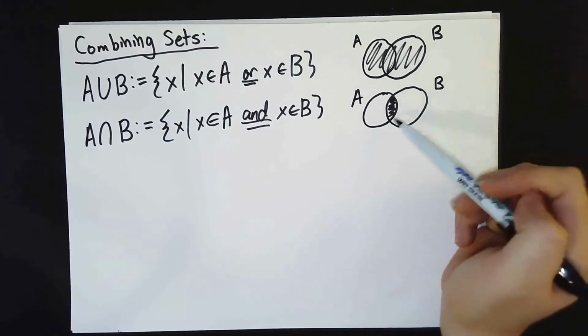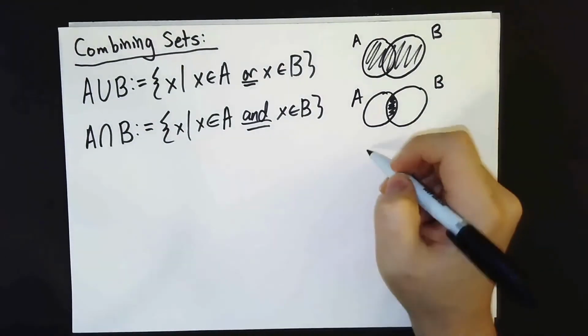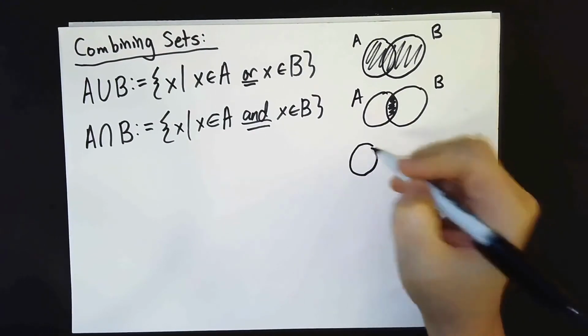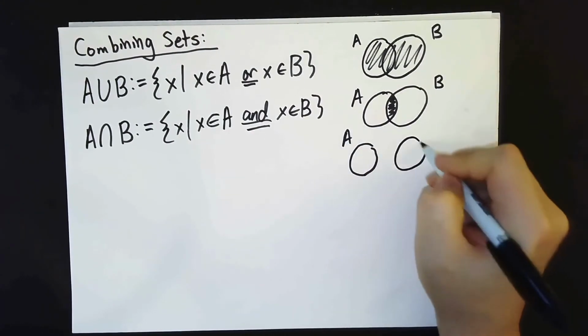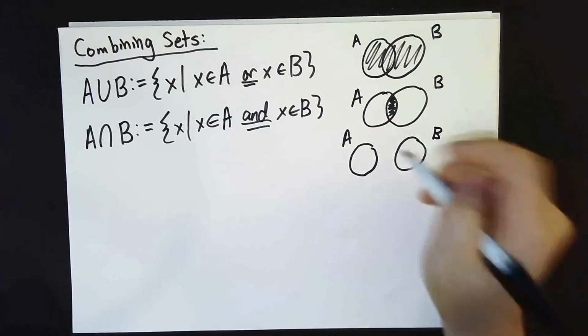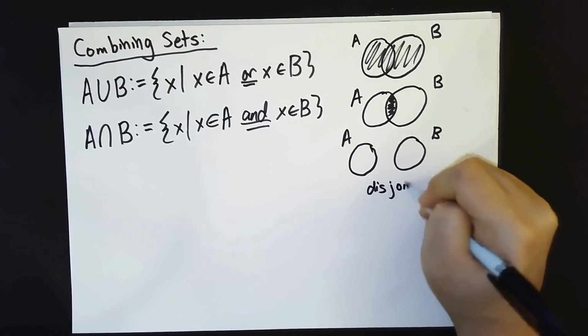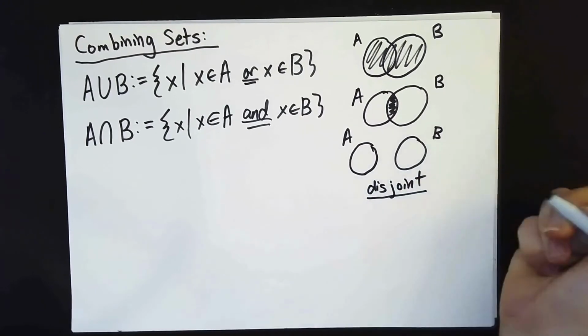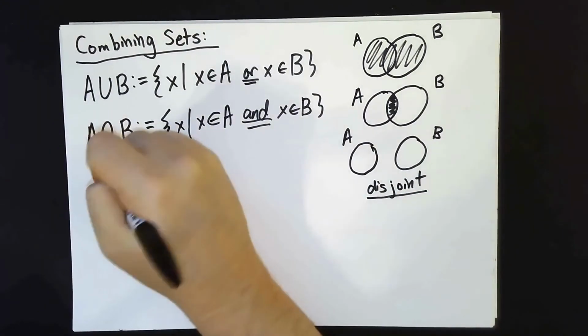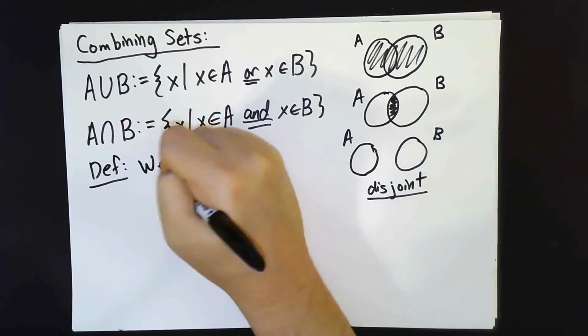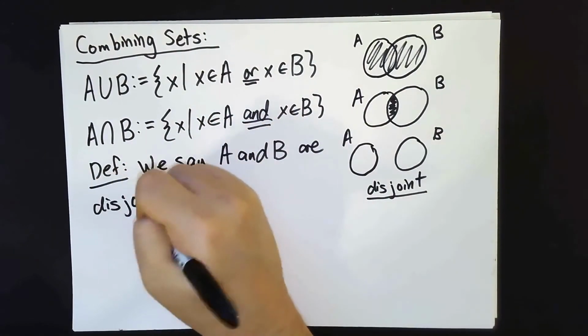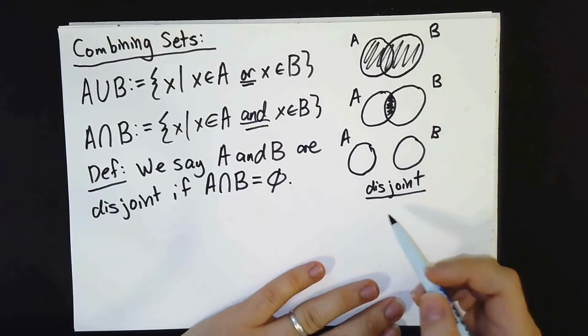Note this picture won't always work because it could well be that A and B share no elements in common, in which case we would say they're disjoint. Okay, and so just to officially write that down as a definition, we say that two sets are disjoint if their intersection is the empty set.